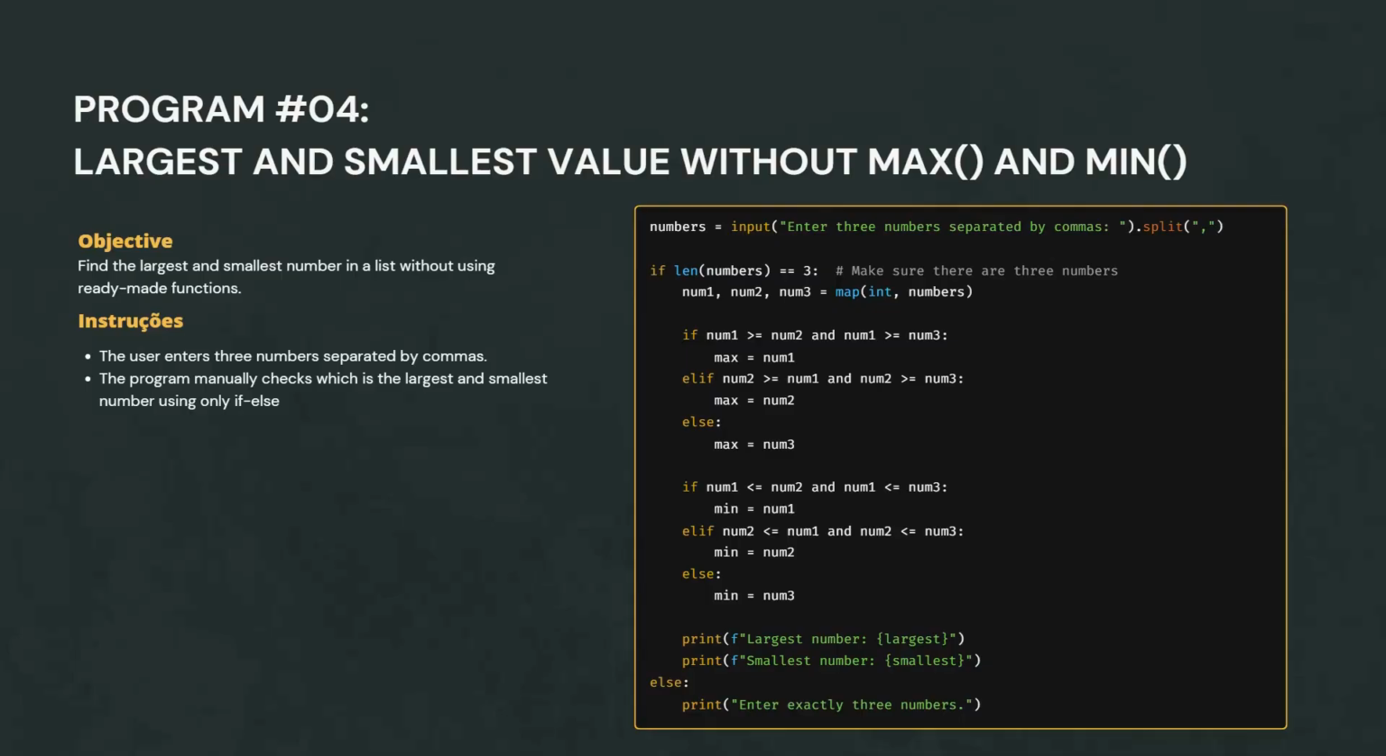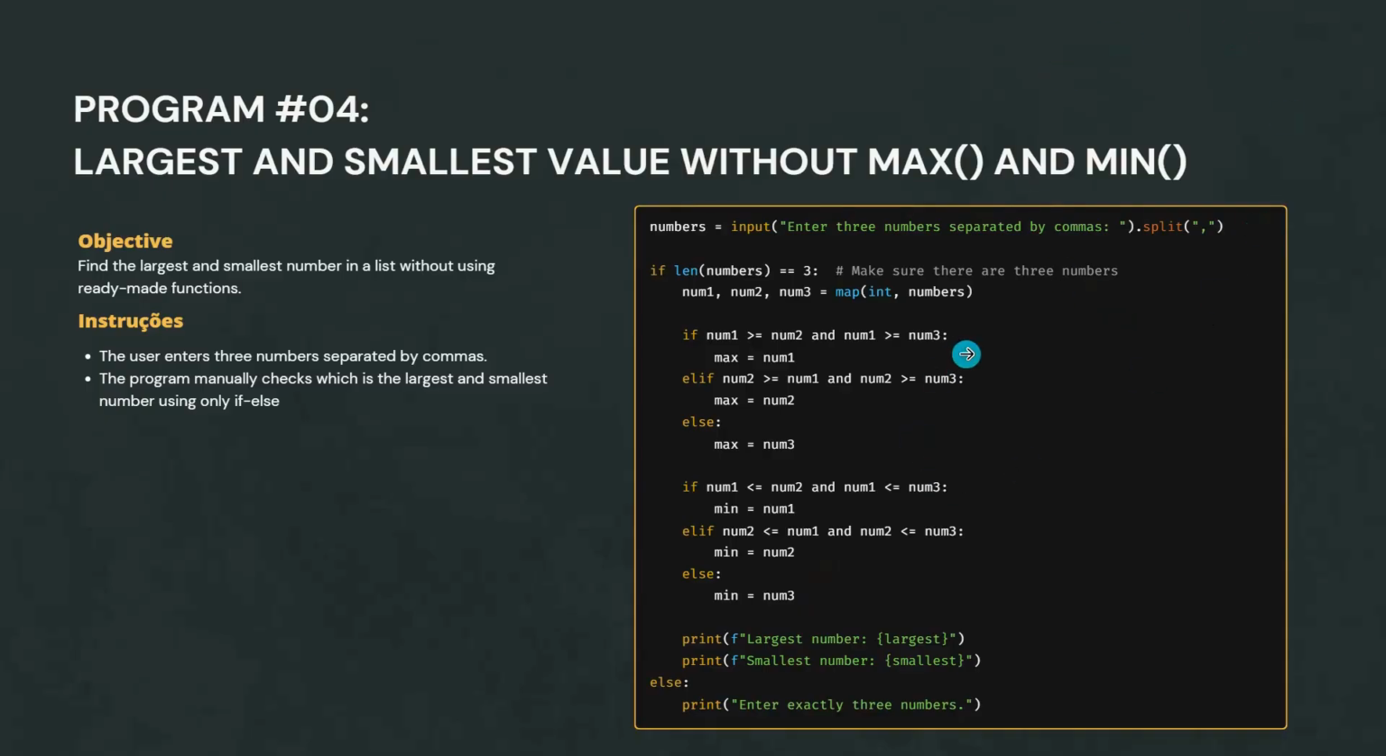So here's our game plan. We will ask the user for three numbers, compare them one by one, and decide which one is the largest and which one is the smallest. And then we'll print the results. This is a great exercise to practice your decision making skills in Python.